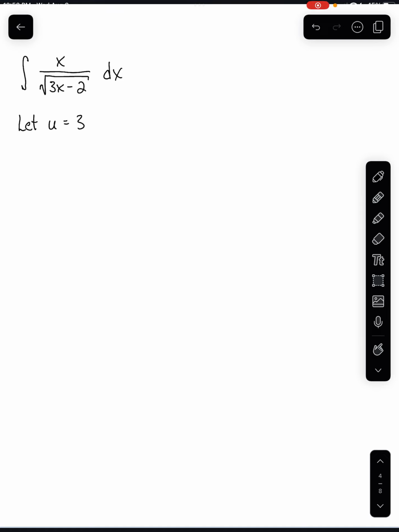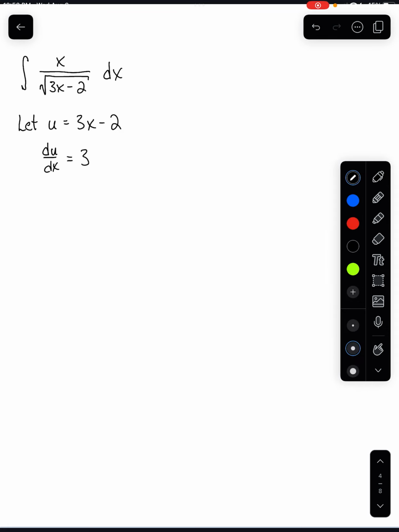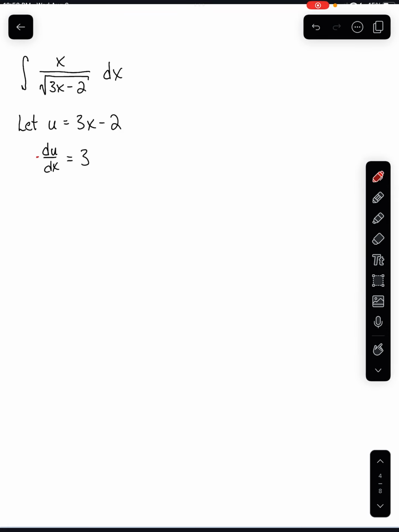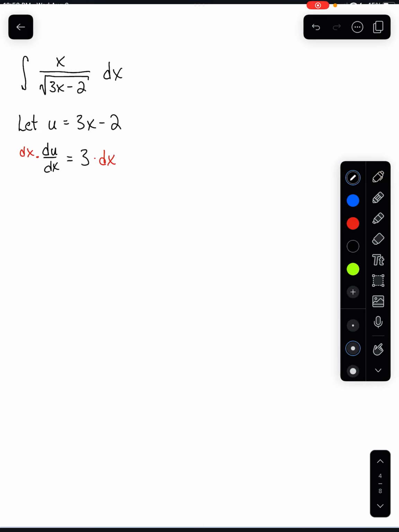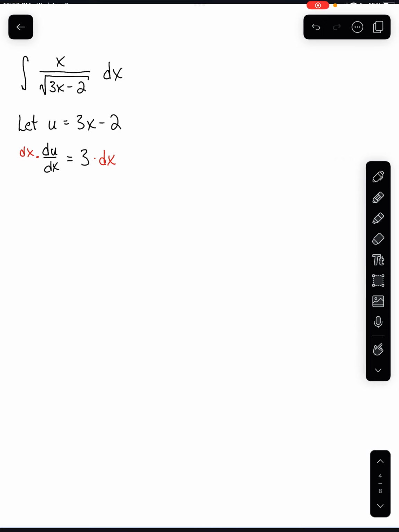Let u equal 3x minus 2. Therefore, du dx is equal to 3. And with our usual multiplication on both sides by dx, this becomes du equals 3 dx.